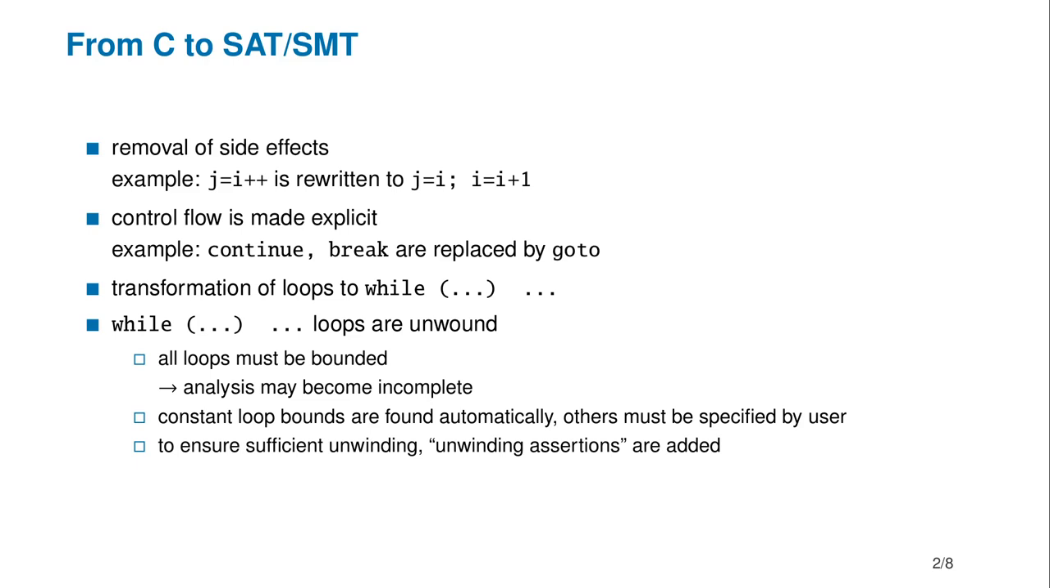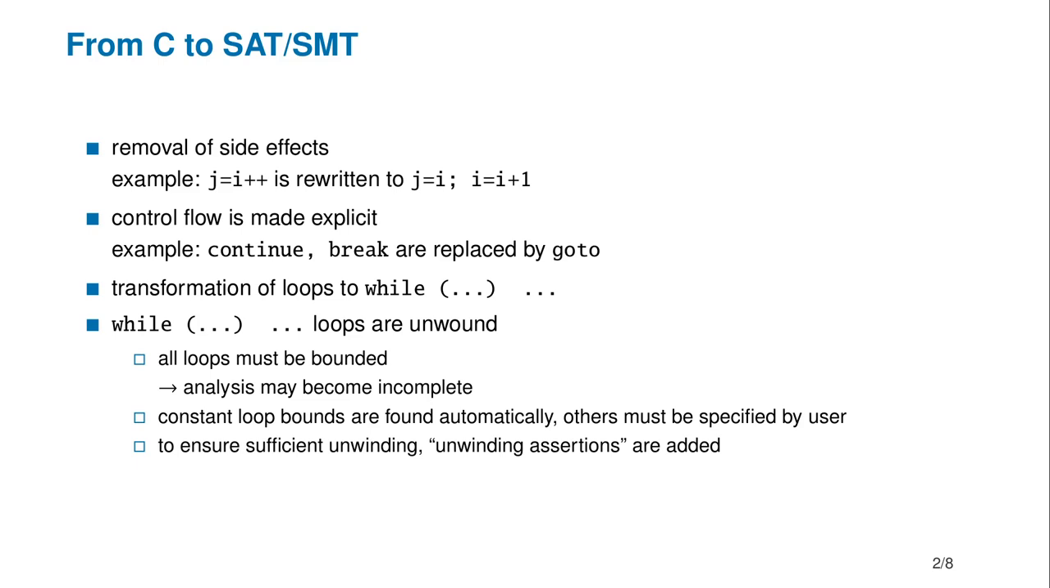In some cases, the loop bounds can be found automatically, and it can be derived how often the body of a loop has to be copied. However, this is a hard problem in general, and this is not always possible. Then the user has to say how to select the bound, and how many copies of the loop are of interest.